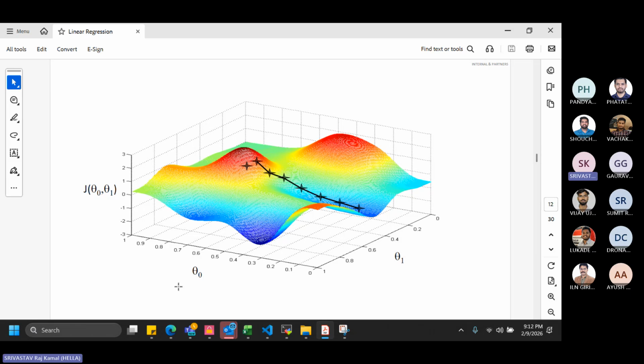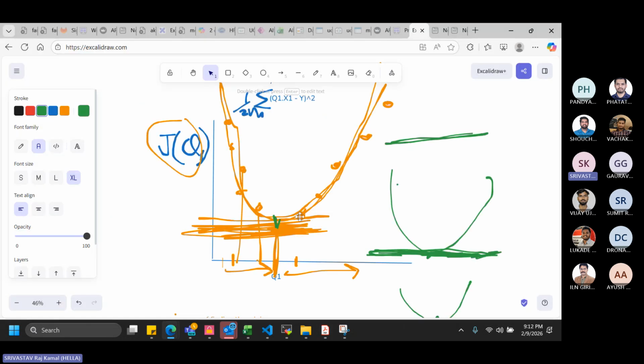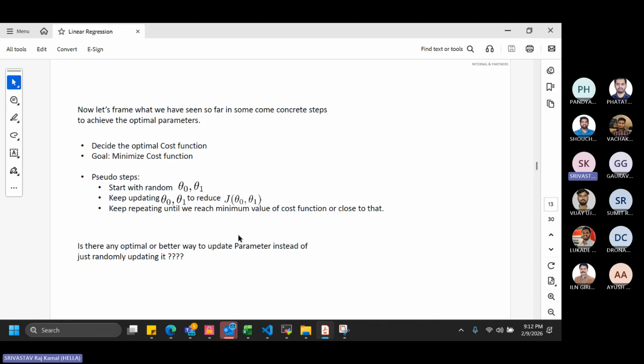So we call this term gradient descent, right? Is there any optimal or better way to update parameters instead of just randomly updating them? See, we are training on thousands of points. I cannot manually change them or write a for loop.